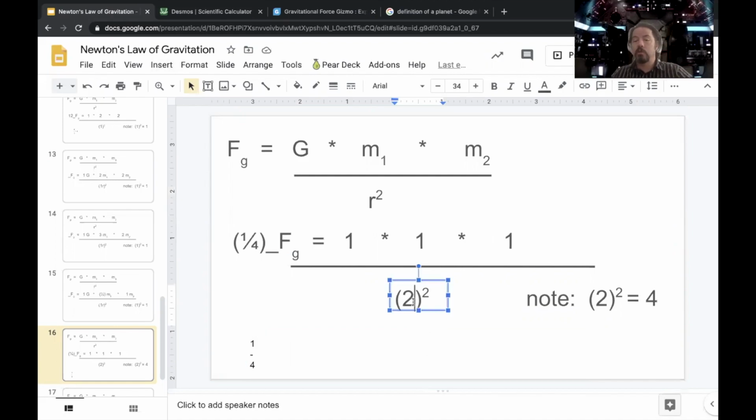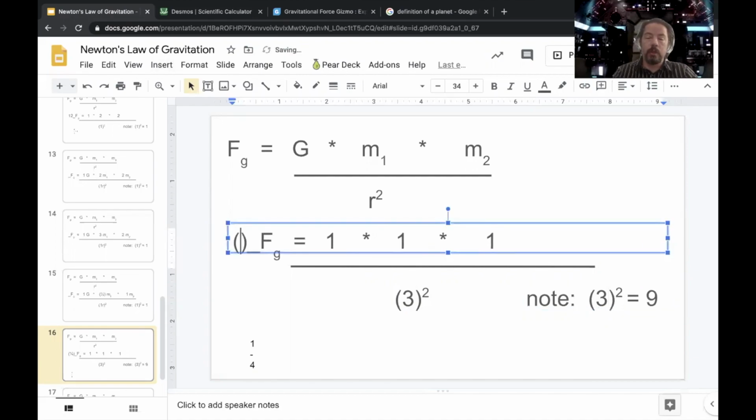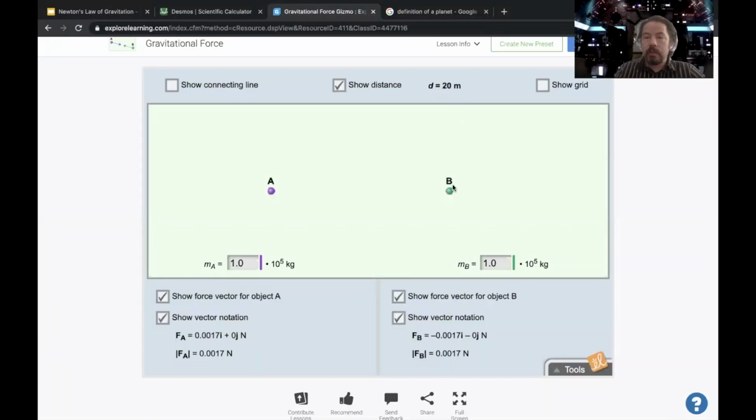Okay, so now let's triple the distance. What's 3 squared? 3 squared is 9. So that means this is going to become 1/9 of our original force. Well, let's check it. So our distance is 20. Now we're going to make it 30. Let's go to 30 meters, and our force is 0.0007.